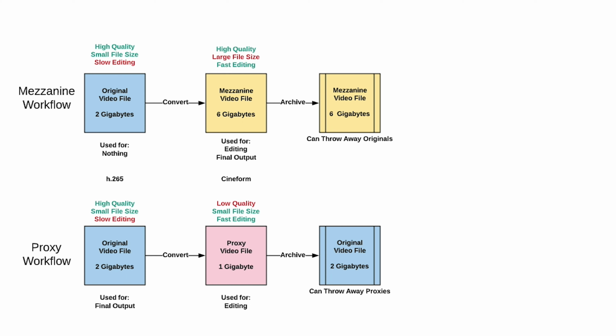In the proxy workflow, we're going to be archiving the original files because the edits can also be applied to those. We're just using the proxy files as a preview. So then we can end up throwing away the 1 GB proxies and still be able to pull up our video and do our edits on the originals. So in the mezzanine workflow, you end up storing a larger file size, and in the proxy, you end up storing a smaller file size.